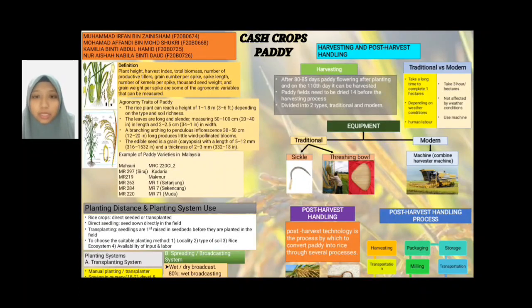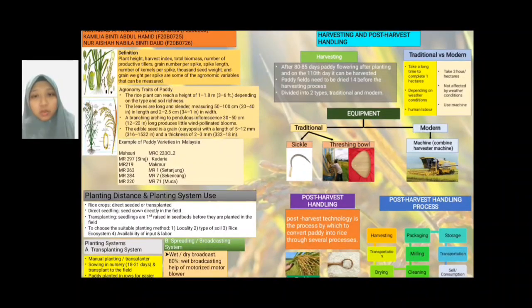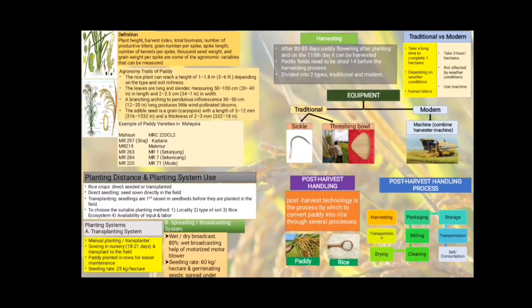The edible seed is a grain that we call caryopsis, with a length of 5 to 12 millimeters and a thickness of 2 to 3 millimeters per grain. Okay, examples of paddy varieties in Malaysia are Masuri, Kadaria, Makmur, Sekencang, Setanjung, and Siraj.